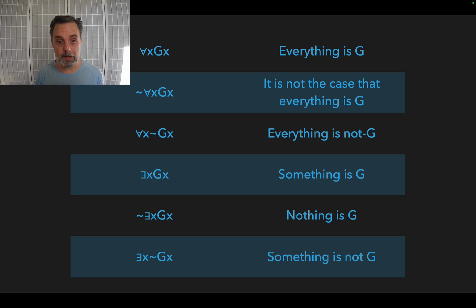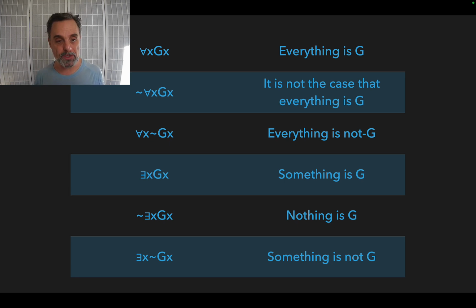Let's look at the fifth statement, not some x gx. So that's just the opposite of something is G, but the opposite of something is green is nothing is green. So that actually also says a lot. That says wherever you look, you're never going to find a green thing. And it's not because you're not good at looking, it's because there aren't any there to be found. Nothing whatsoever is green. And that's equivalent to for all x not gx.